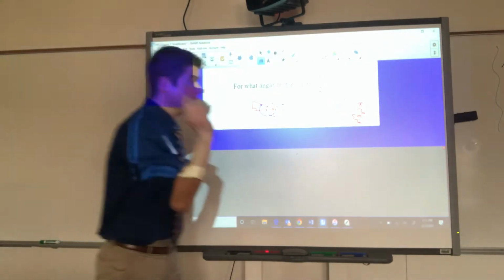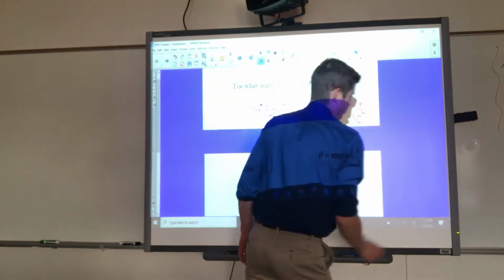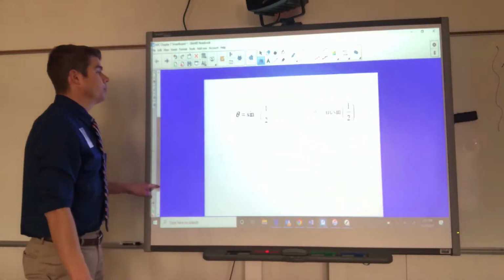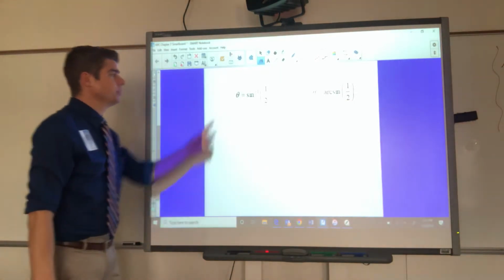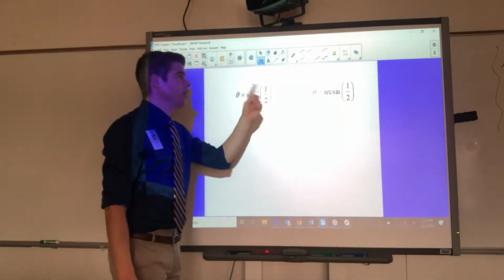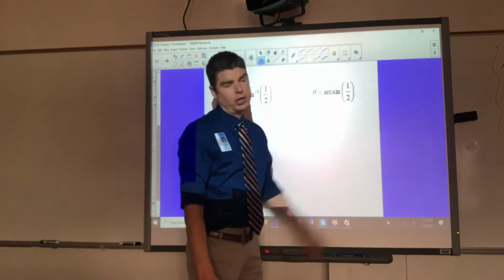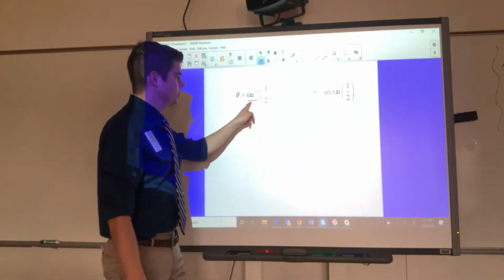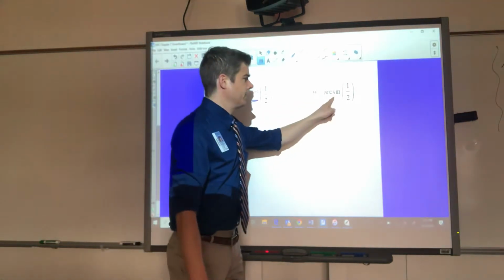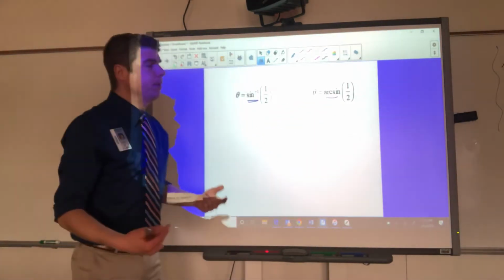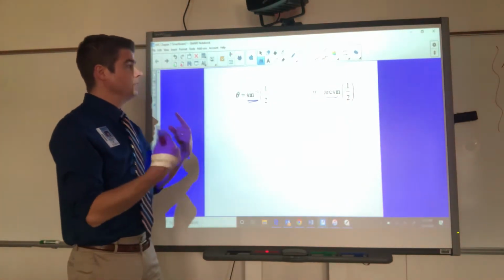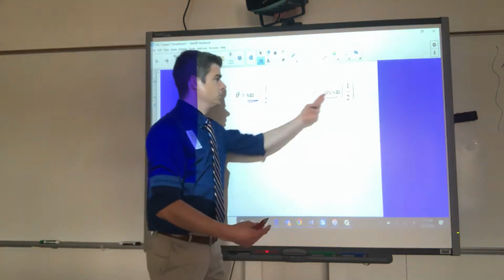Okay, now another way to look at that equation. If I said theta equals inverse sine of 1/2, or some textbooks use this notation, arc sine. I'm going to use both notations. Our current textbook uses this. Next year when you get into calculus, you'll use arc sine. They both mean the same thing. They both are looking for an angle whose sine ratio is 1/2.